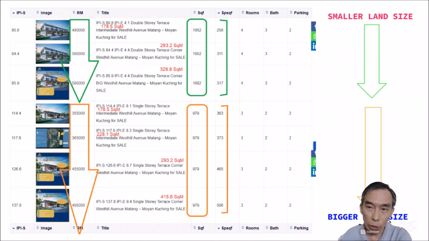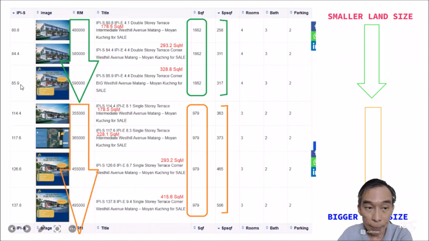Let's say we look at the smaller land size, which is 178.5 square meters, compared to the bigger land size of 328. These are corner terrace houses, double story terrace corner houses. If you are paying for more expensive land, then of course you are buying more, you see. Therefore your IPI index would be higher because you are paying more for the land.